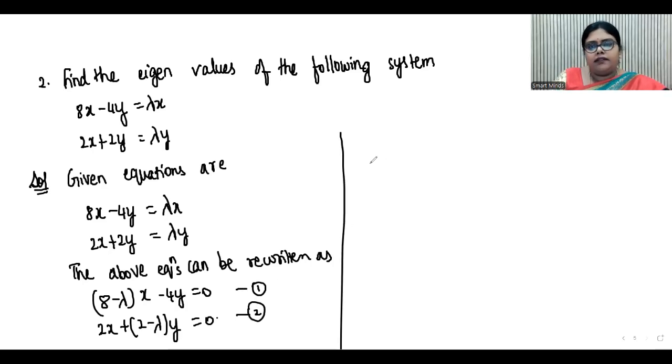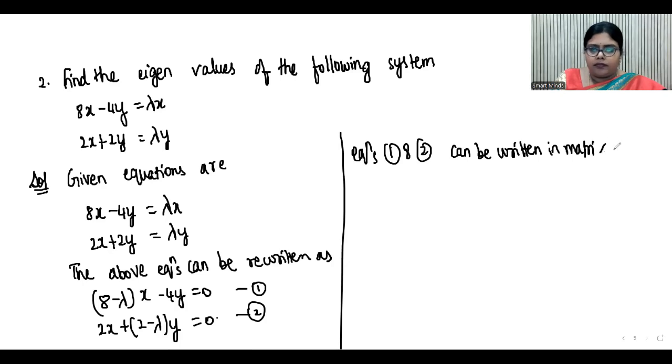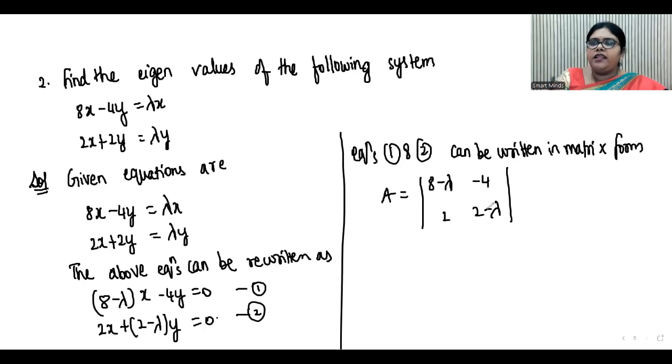Now, how can you write these equations in matrix form? Equations 1 and 2 can be written in matrix form. How can you write this? A is equal to determinant 8 minus lambda, minus 4, 2, 2 minus lambda. So this is already in characteristic form. It is in the form that A minus lambda I is 0.